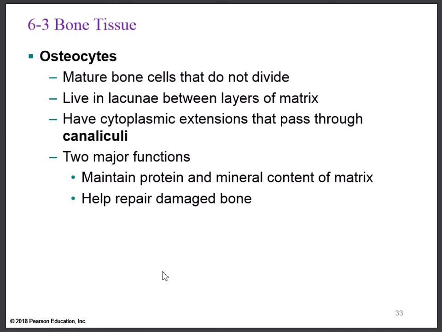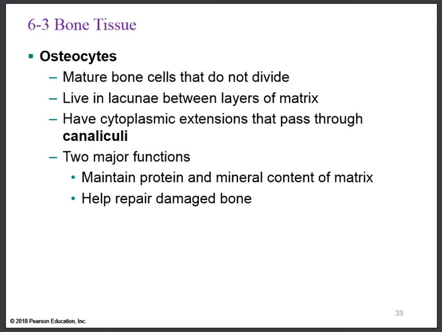Once the osteoblast has become the osteocyte, the cell is considered a mature bone cell that does not divide. It's just going to stay as it is. We know this already, that the osteocytes live in the small little pockets or cavities or chambers, however you want to term it, known as lacunae. And those lacunae are within the matrix.